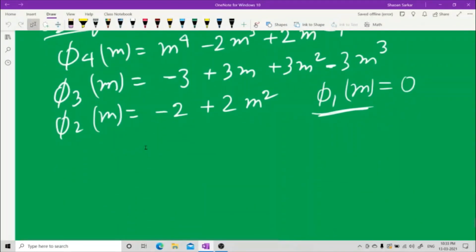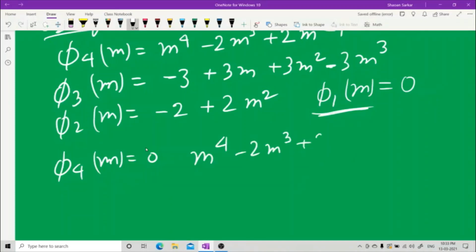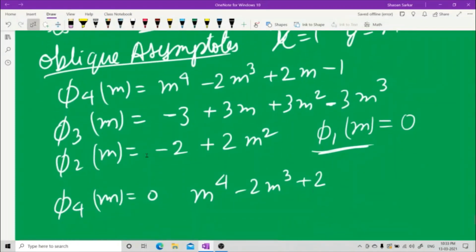Now let's find out the roots. Phi 4 of m equal to 0 means m to the power of 4 minus 2m cube plus 2m minus 1 is equal to 0. No problem if I write this, but there is no need to write this also. What you do is try with 1.